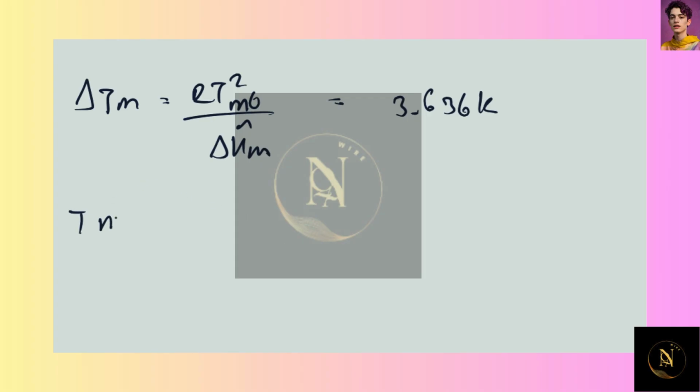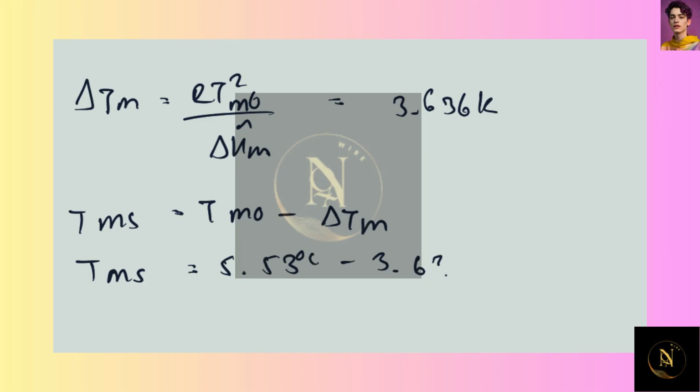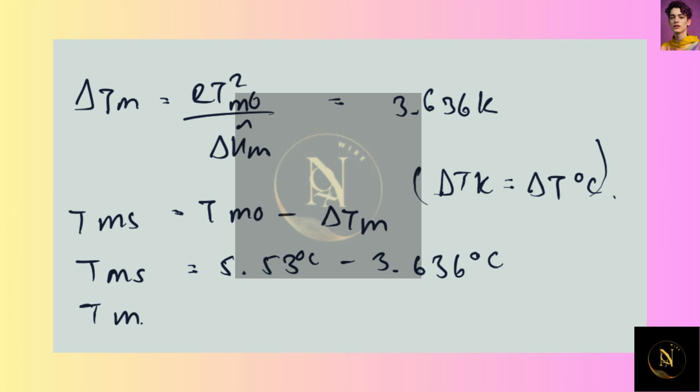So we have Tms is equal to the normal temperature, subtract delta Tm that we just calculated, so Tms is equal to 5.53 degrees Celsius, take away 3.636 degrees Celsius because delta T in Kelvin is equal to delta T in degrees Celsius. So we have a Tms of 1.89 degrees C.